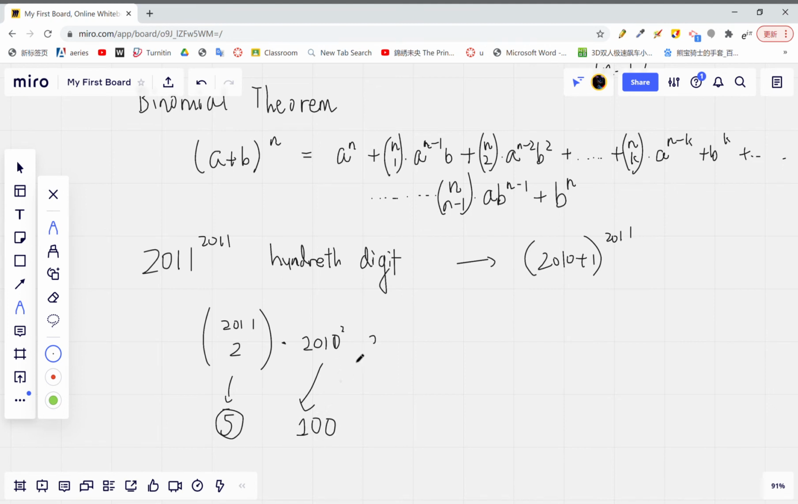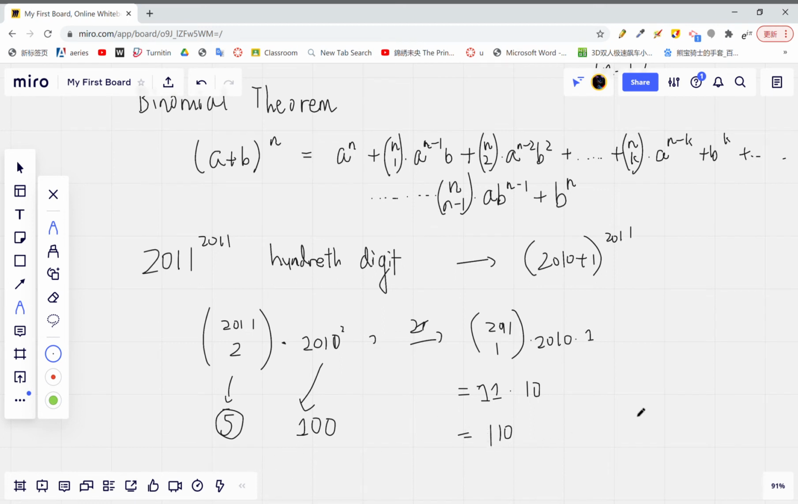100, and 1 to the n power is just 1, right? So then we can look at 2000, and then we also want to look at 2011 choose 1 times 2010 times 1, which is 1 times 10, which is 10. 1 times 10, right? Which is 110.